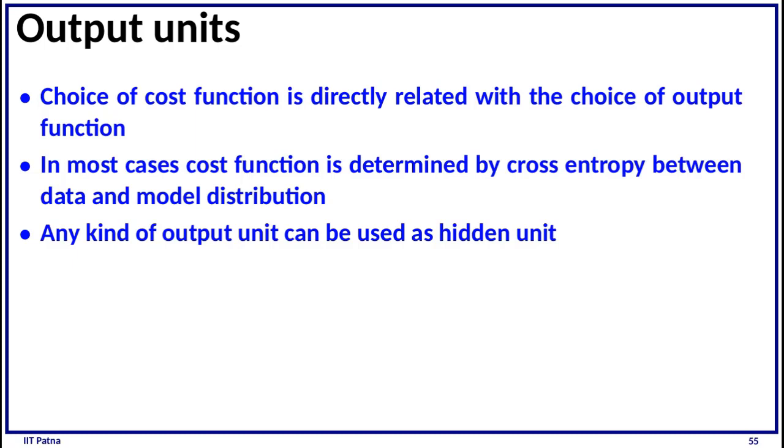So the cost function will be related to the output function that we are having, because if it's a regression kind of output, then we can measure the Euclidean distance between the predicted value and the actual value, and based on that difference, we can take the necessary actions. But if it's a problem of classification, then we cannot measure the Euclidean distance, which is not a good measure. So in that scenario, we go to a methodology called cross entropy between the data and the model distribution.